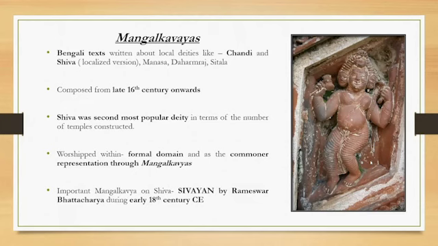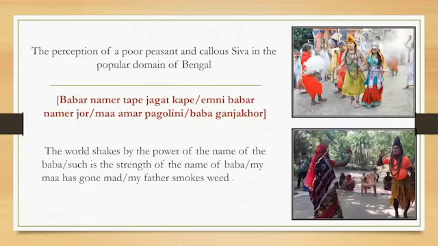In fact, even in present-day Bengal, the perception of Shiva still continues to be one of a poor and callous peasant. A very popular song representing this image is "Babar Name Tape Jagot Kape, Emni Babar Namer Jor, Ma Amar Pagolini, Baba Gajakhor," which translates to: the world shakes by the power of the name of Baba. Such is the strength of the name of Baba. My ma has gone mad and father smokes weed.